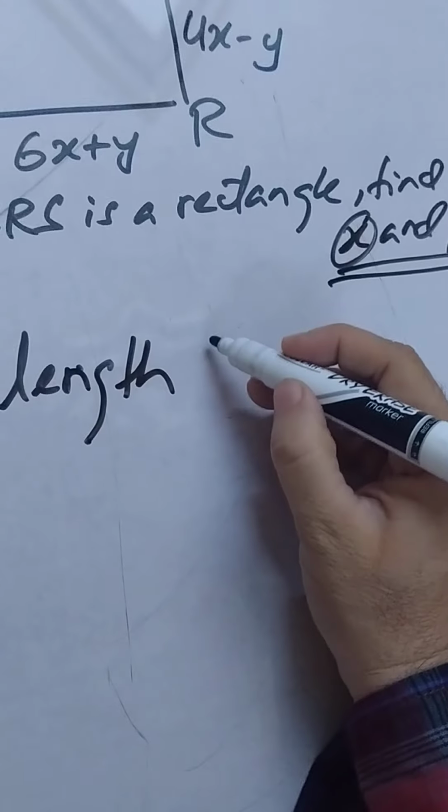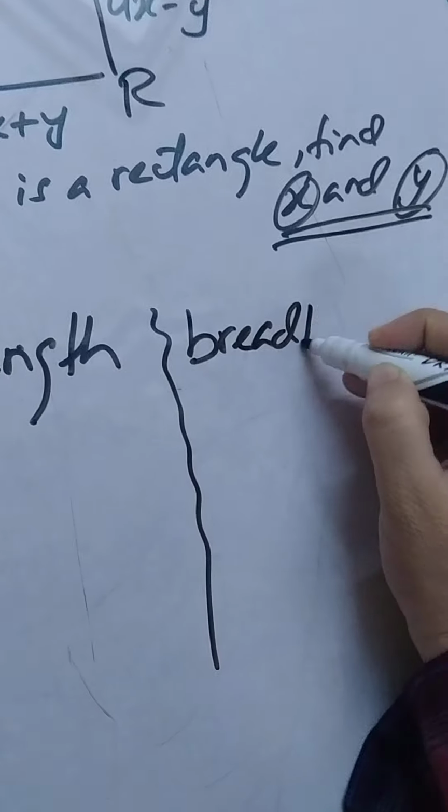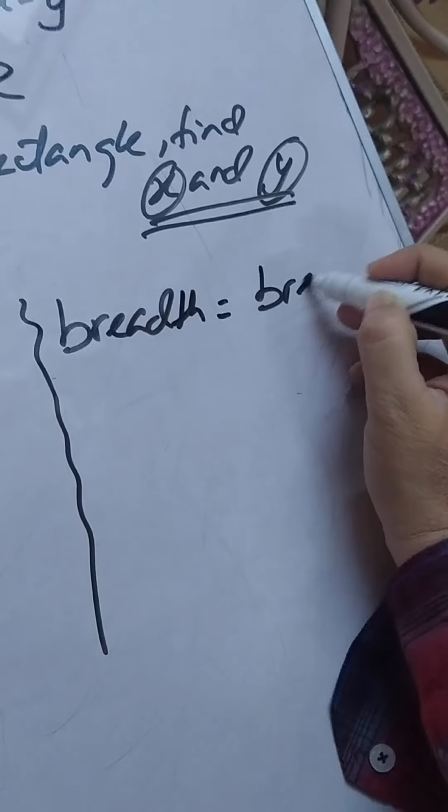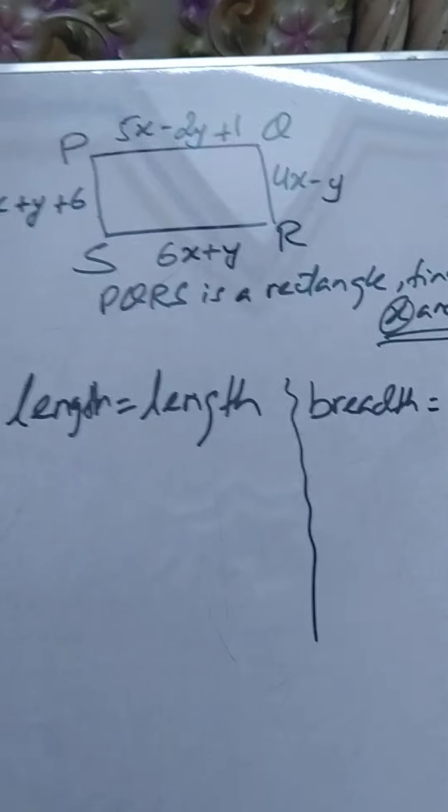Okay guys, and the second fact is breadth equals breadth. So first of all we will use these two facts: length is equal to length, breadth is equal to breadth.